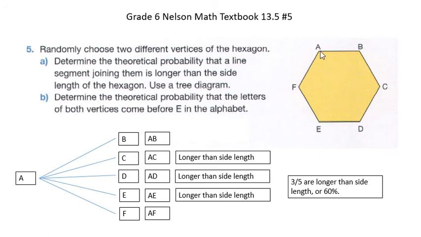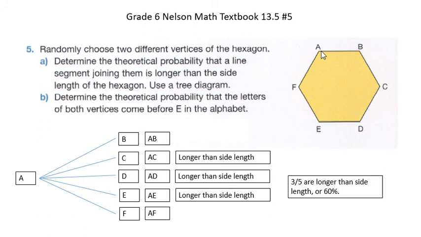AE is a line segment that goes from this vertex to this vertex. AF is a line segment that goes from this vertex to this vertex. So those are all the line segments that we made with this right here. Now it's asking which of these, AB, AC, AD, AE, and AF, would be longer than one side length.